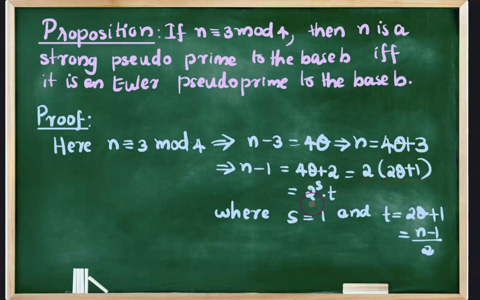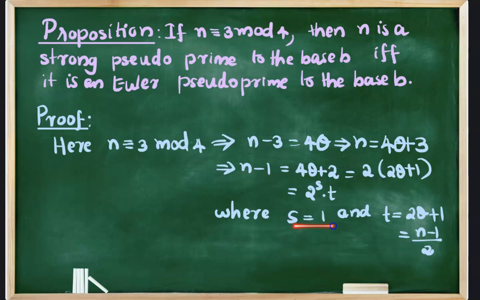Here if we express n minus 1 in the form 2 raised to s into t, then s will be 1 and t will be 2 theta plus 1. So we can express t as n minus 1 divided by 2, since n minus 1 is equal to 2 into 2 theta plus 1, so 2 theta plus 1 can be expressed as n minus 1 divided by 2.